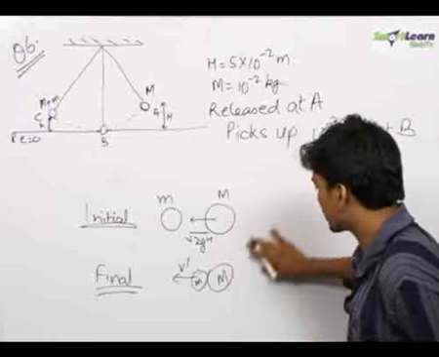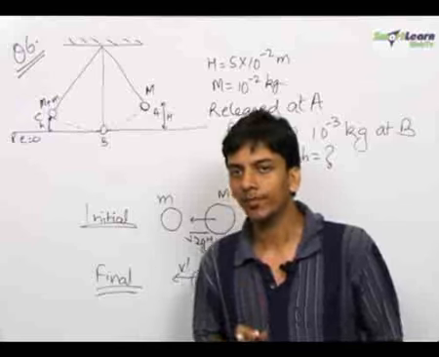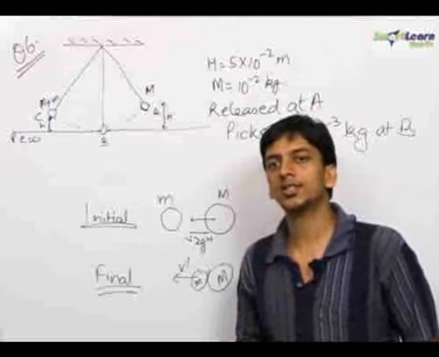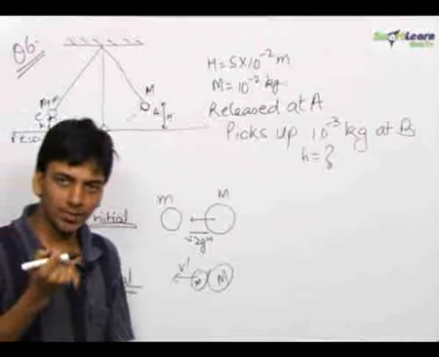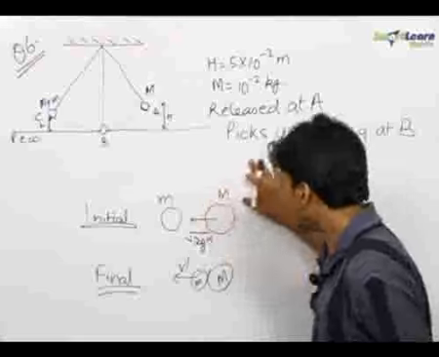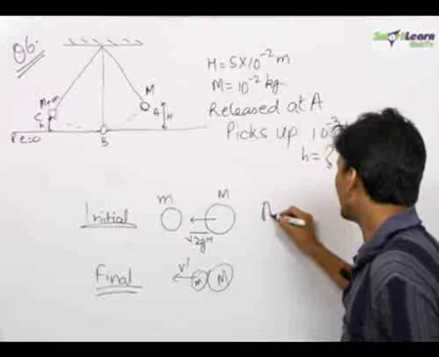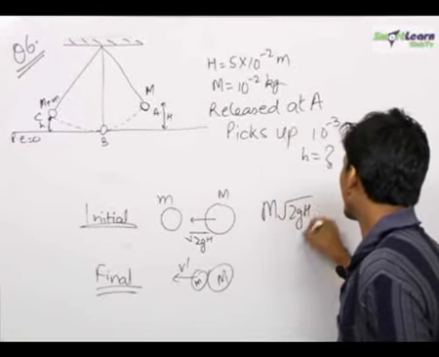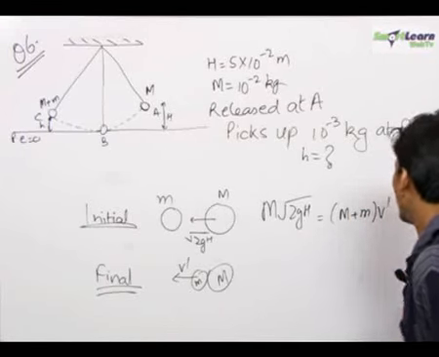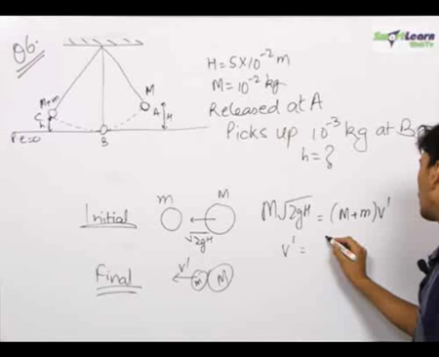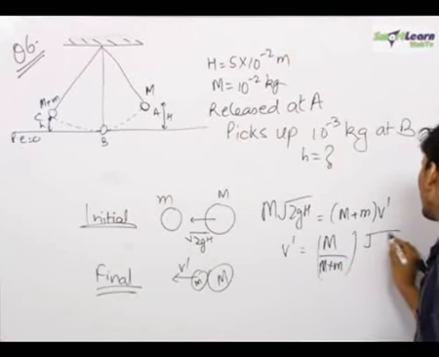Therefore, we can apply momentum conservation. Strictly speaking, momentum conservation is only applied on the system when the external forces on the system are 0. In this case, though the external forces on the system were not 0, since they were so small and multiplied by a small time interval, their effect is negligible. Therefore, we neglect these forces and apply momentum conservation on this system to get m into root over 2gh, that is the initial momentum, equal to m plus m times v dash. Therefore, we get v dash as m upon m plus m into root over 2gh.